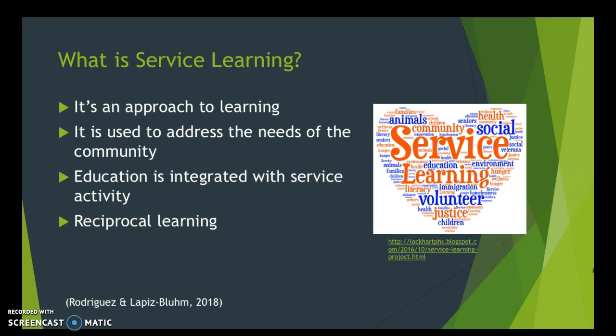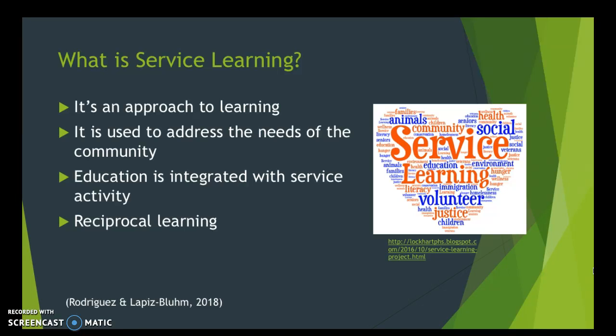So what is service learning? Service learning is an approach to learning, and often it is used to address the needs of the community. And education is often integrated with a service activity. So service learning is commonly used in nursing schools to teach nursing students how to apply information that they learn within the classroom setting to a practical setting.